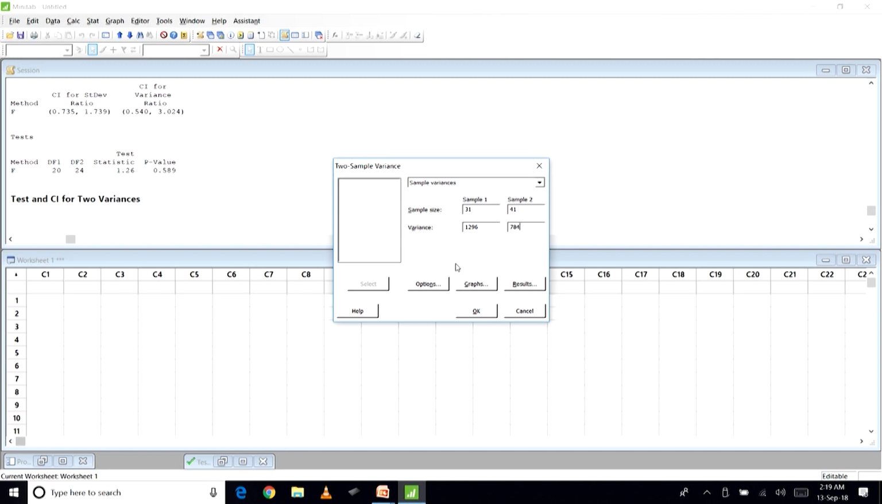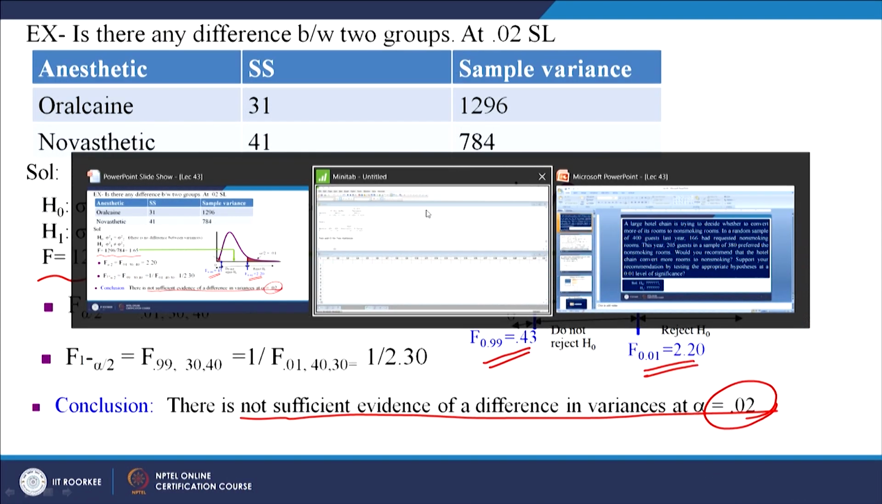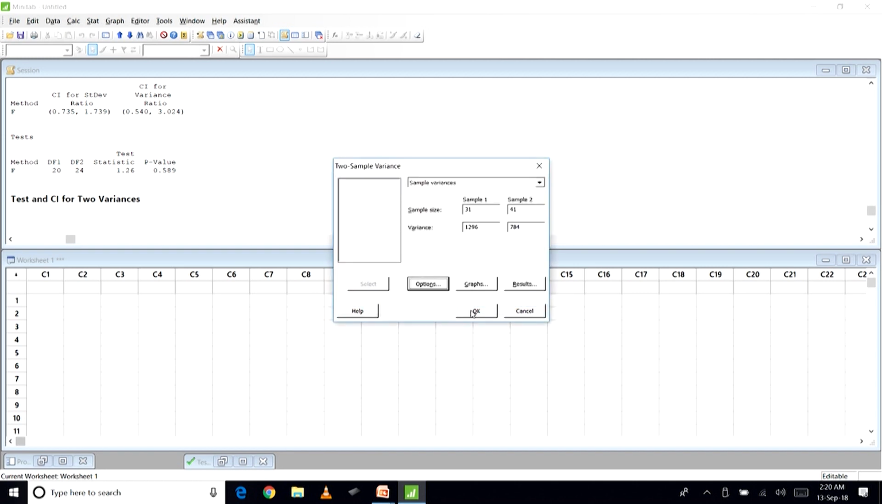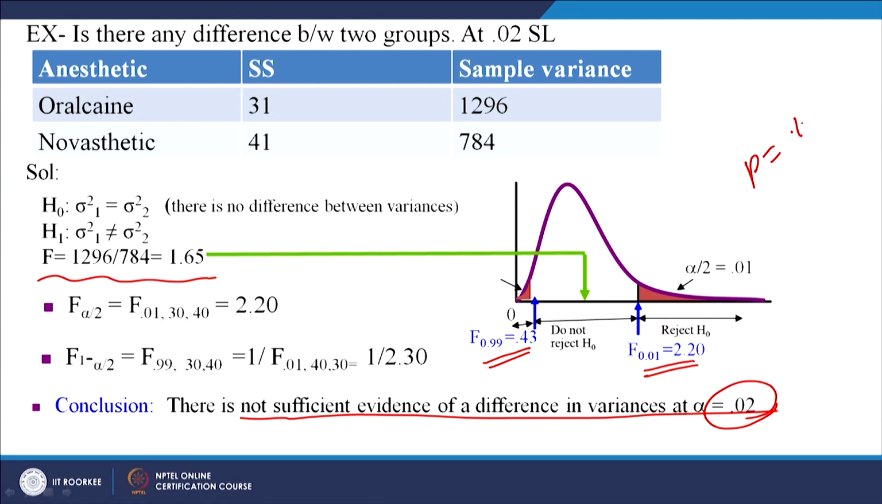We will go to Options. It is 0.02, so it is a 98% confidence level, and of course the alternative hypothesis remains the same, not equal to. So, we will press OK and again OK. Let us look at the p value. The p value is 0.137 and alpha is equal to 0.02. So, the p value is greater than alpha. So, we do not reject the null hypothesis.